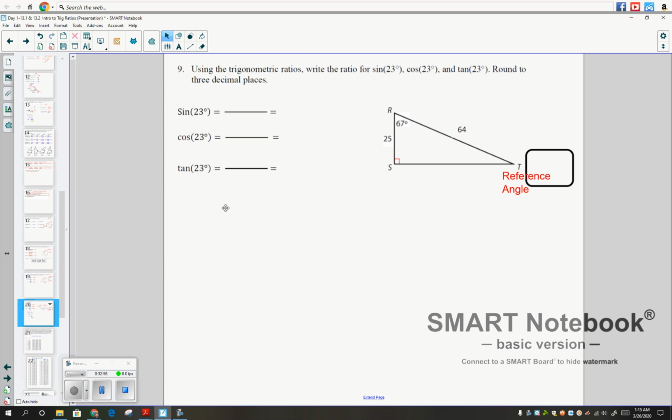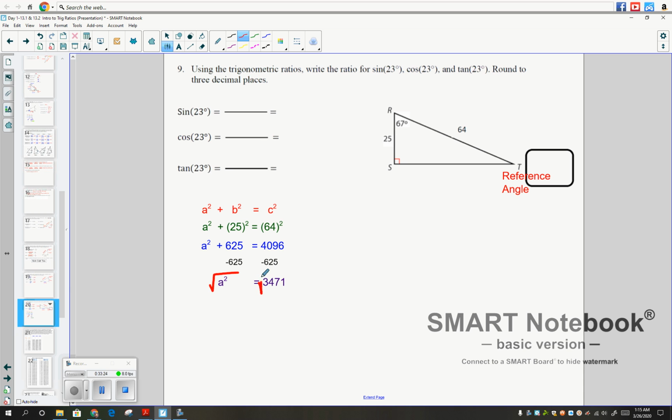Pythagorean theorem. A squared plus B squared equals C squared. Let A be my missing side. 25 is B, it's my other leg, and 64 is the hypotenuse. Square both those numbers, I get 625 and 4096. How do I get A squared by itself? I'm going to subtract 625 from both sides. I have A squared equals 3471. What do I do?